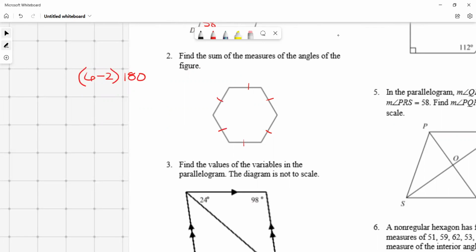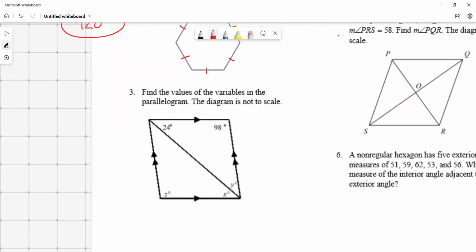6 minus 2 times 180, that's 4 times 180. That's the formula. It's n minus 2 times 180, so 6 minus 2 times 180 is 720. That's your sum of the angles.